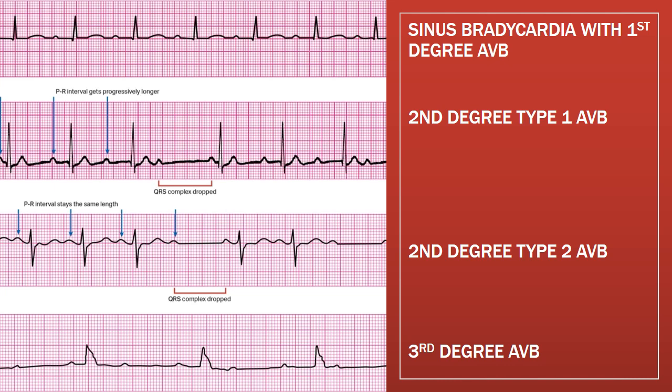And the next picture is of second degree type 2 AV block. In this the PR interval is the same length, but there is a dropped beat, and in third degree there is no relation between ventricular and atrial contraction.